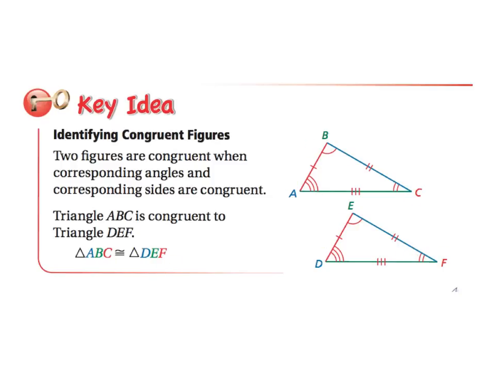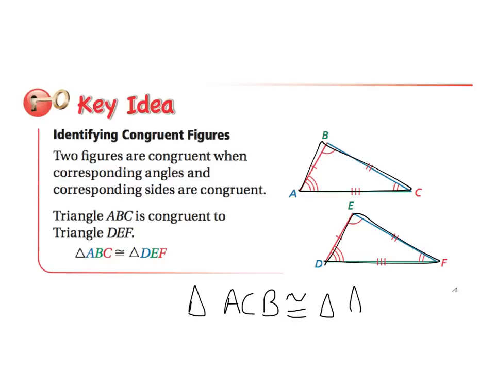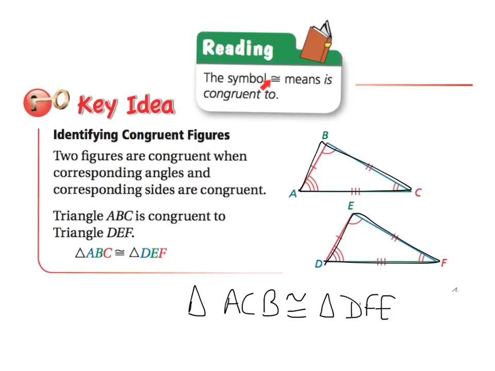Now, you could have said this: triangle ACB is congruent to triangle. Now, if we went ACB, you would go DFE. Triangle DFE. So that would also be appropriate. And notice here that this symbol, which is an equal sign with a wavy thing on top of it, means is congruent to.